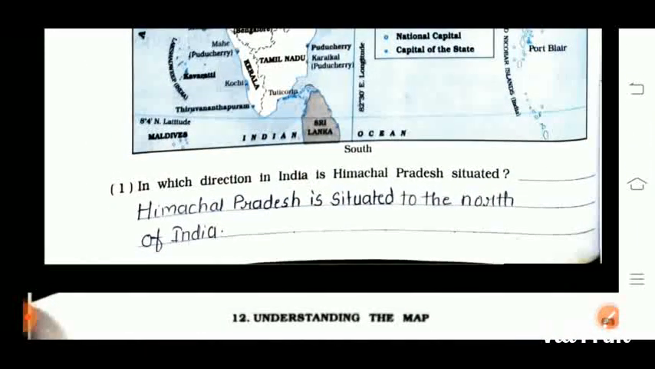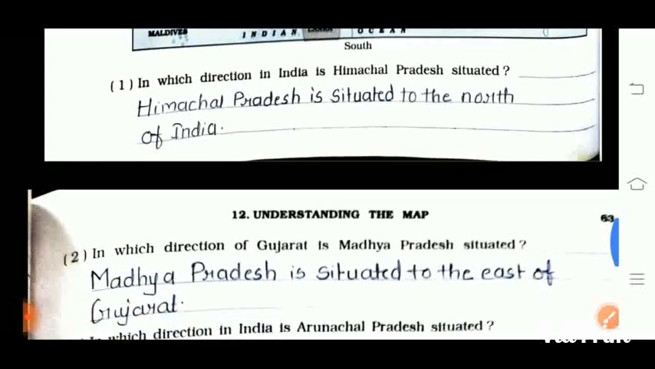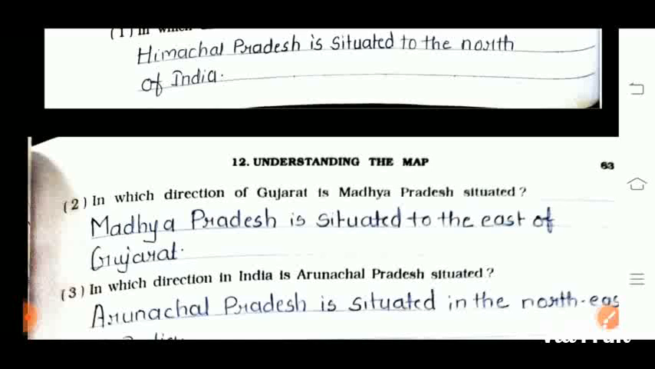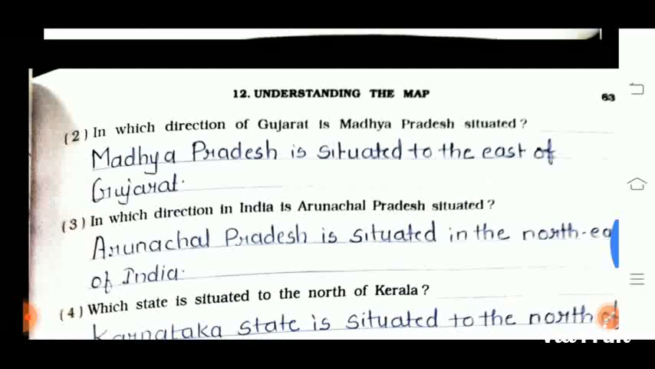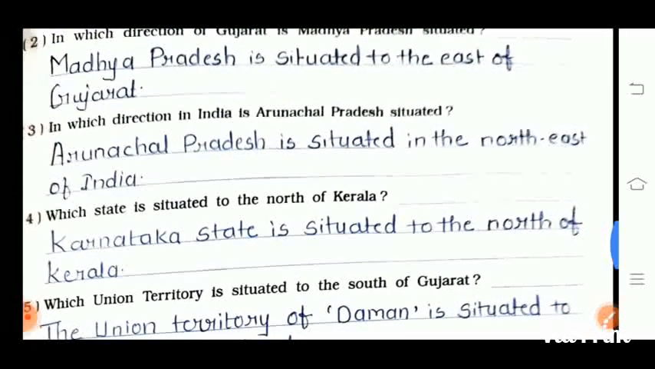First one is in which direction in India is Himachal Pradesh situated? Himachal Pradesh is situated to the north of India. Second question is in which direction of Gujarat is Madhya Pradesh situated? Madhya Pradesh is situated to the east of Gujarat. Third one is in which direction in India is Arunachal Pradesh situated? Arunachal Pradesh is situated in the northeast of India.